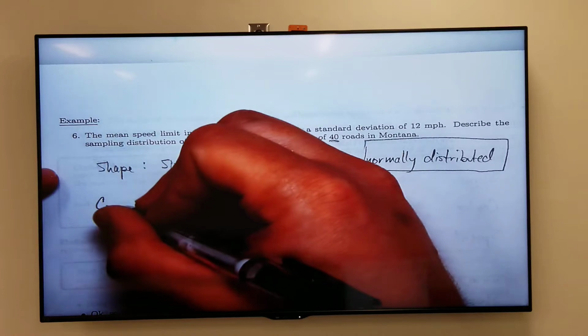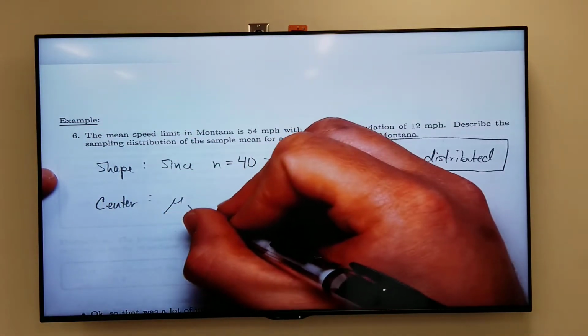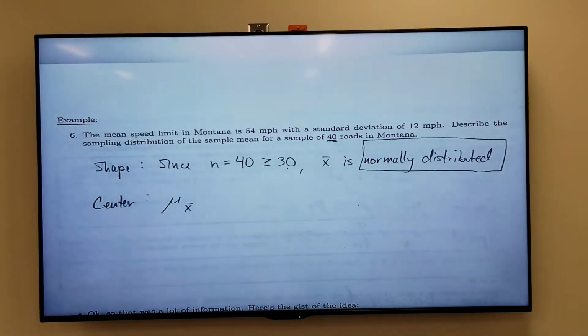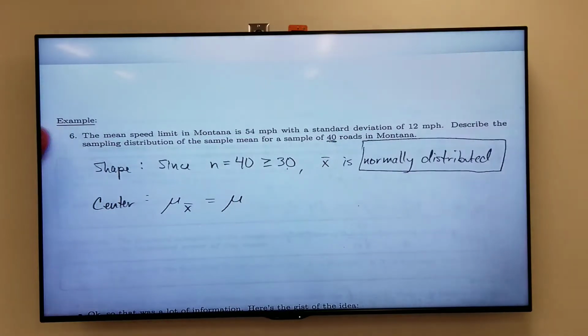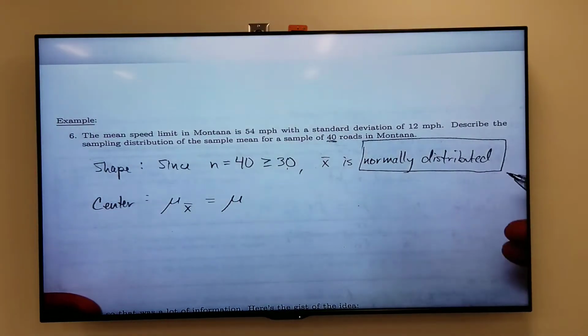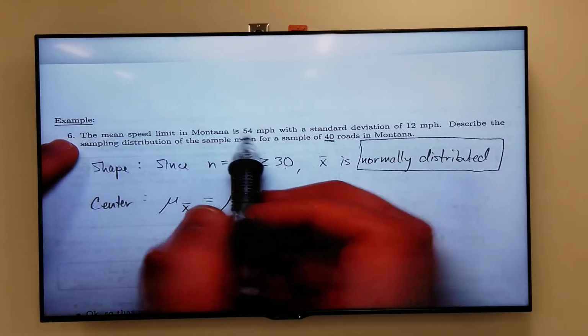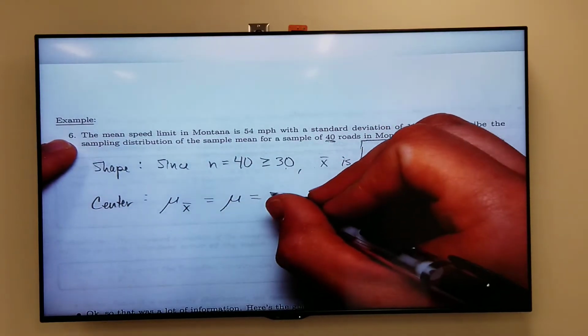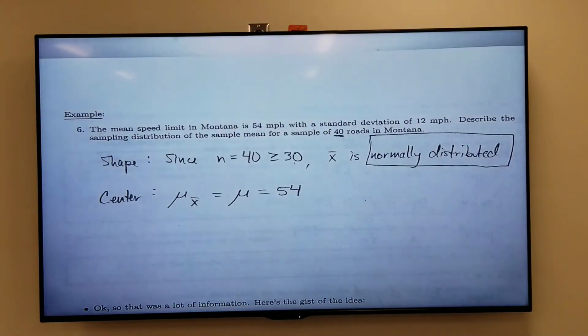The center of the distribution, mu sub x bar. Well, what we've discovered in this section is that mu sub x bar is the same thing as mu. It's the same thing as the population mean. And the problem tells us the mean speed limit in Montana is 54 miles per hour, so we would say mu equals 54. Okay, and that's the center.